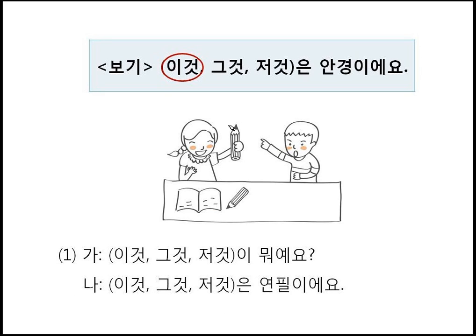Okay, take a look at this picture. He is the speaker of this conversation, and he is indicating a pencil, and she is the listener of this sentence, and she is holding a pencil. Here's the conversation. Please do not look at this sentence, just ignore it. Just take a look at this picture and these sentences. He might say, 그것이 뭐예요? Because this pencil is close to the listener, so 그것 can be used. 그것이 뭐예요? And she answers, 이것은 연필이에요. Because this pencil is close to the speaker, she might say, 이것은 연필이에요.